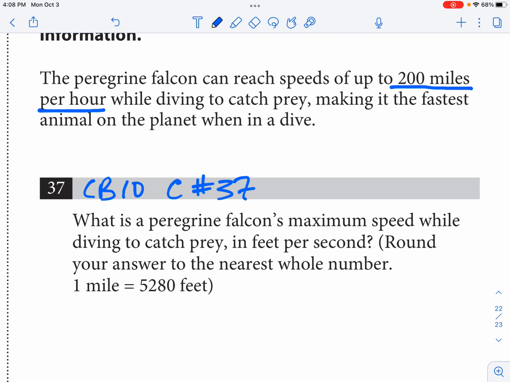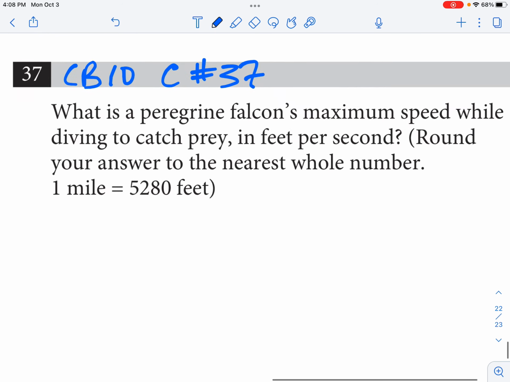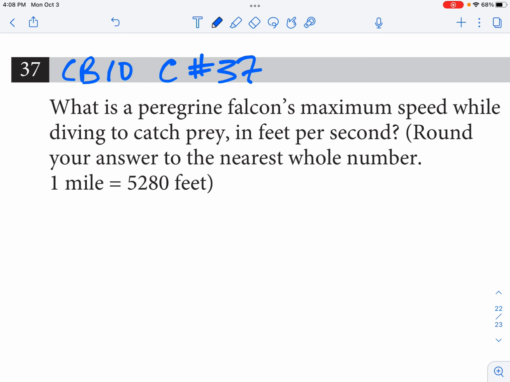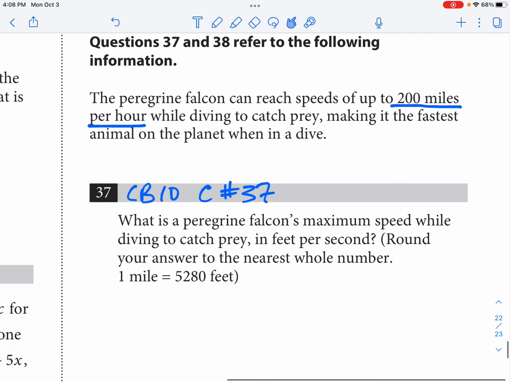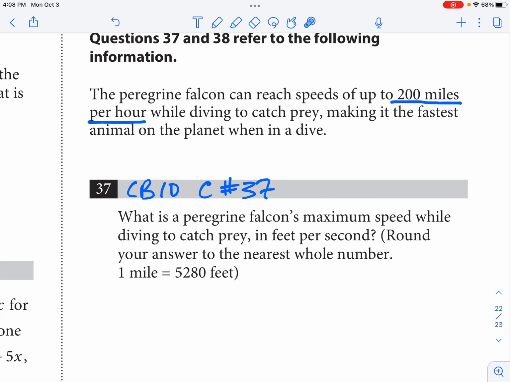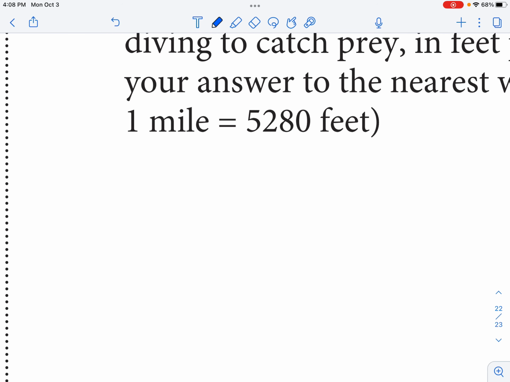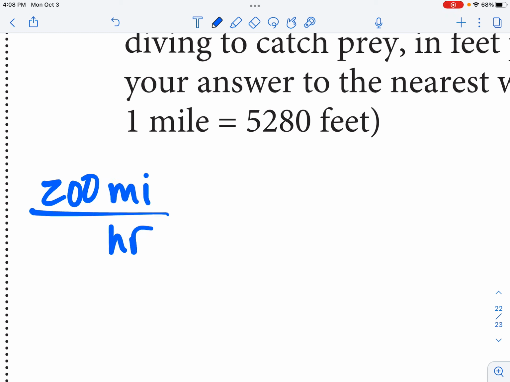And so this is really common. You might have done this in science class too, either chemistry or physics maybe. I am going to start by writing my given information, which is 200 miles per hour, and I'm going to write it as a fraction. It's very, very important to keep labeling all of your units throughout the entire problem.